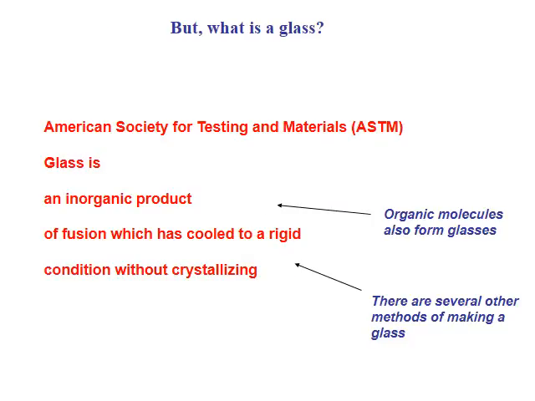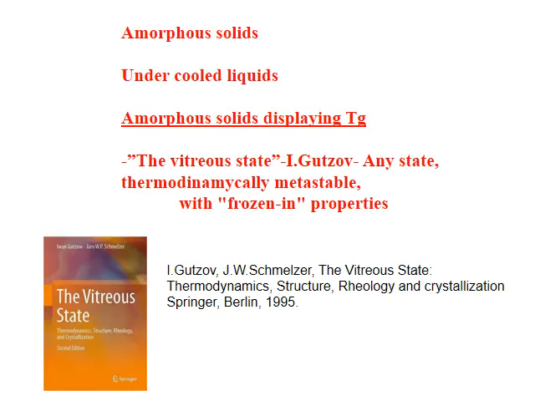Several definitions exist for a glass. The American Society for Testing and Materials defines a glass as an inorganic product of melting, which has cooled to a rigid condition without crystallizing. This is, of course, a very restrictive definition, since organic compounds also form glasses. Moreover, several other methods exist besides cooling down melt. In textbooks, you will find other definitions: amorphous solids, undercooled liquids, amorphous solids displaying Tg. This is the most used definition, by the way.